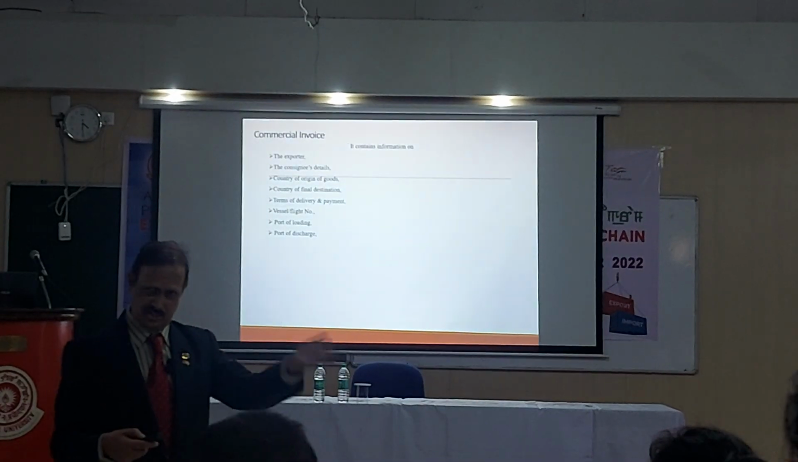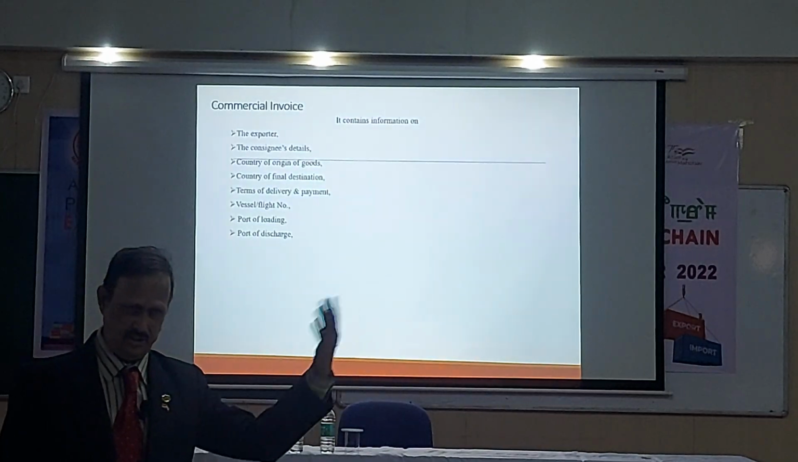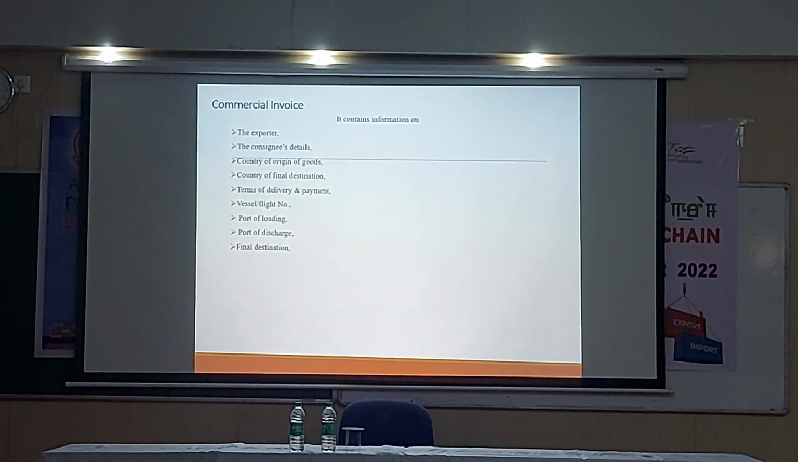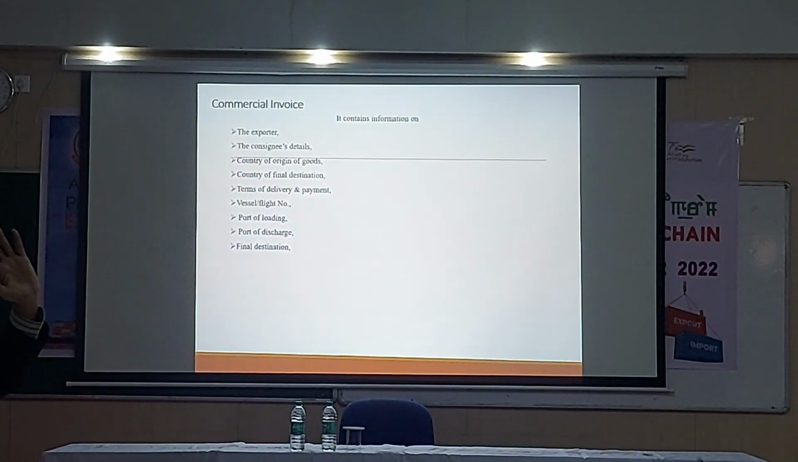Port of loading: where is the ship loaded? Mumbai, Delhi, Kochi, or whichever the port of loading is. You can mention that clearly. And port of discharge: at which port is the cargo going to be unloaded? So if somebody is sending from New York to Nepal, the port of discharge is Kolkata. That is what we have to mention, and the final destination. Since it is going by road, the final destination is Kathmandu.